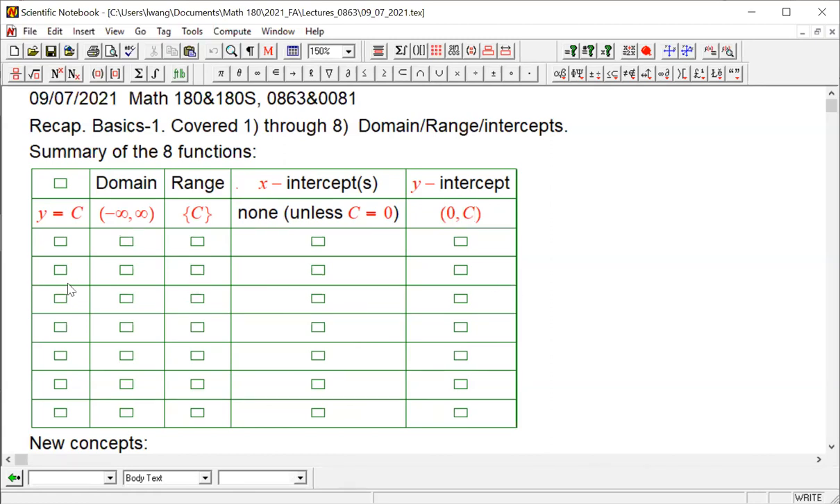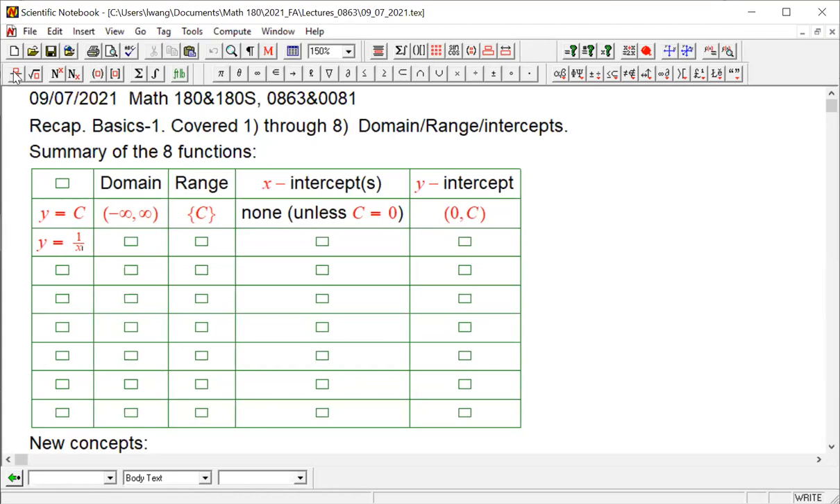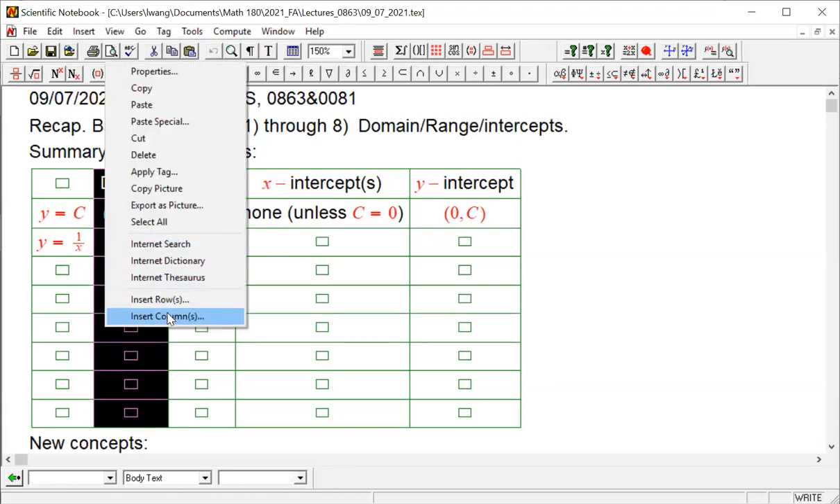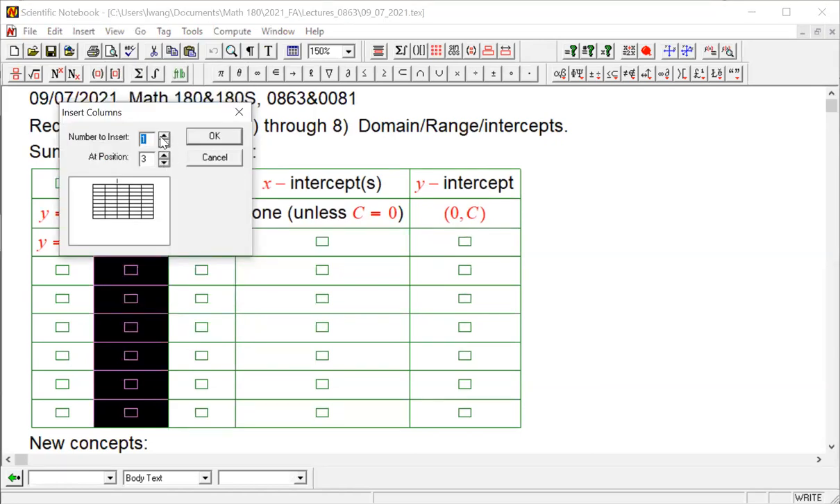The second function in that study is y equals 1 over x. 1 over x. Okay, domain, range, graph. I think we should put a column to put a graph, right? We can put a column with a graph. So let me insert a column. It's not about memorization, guys. You must understand, this is not about memorization. Okay, insert column.